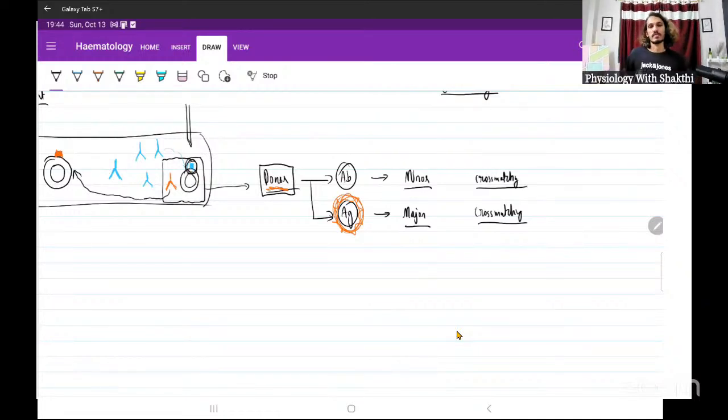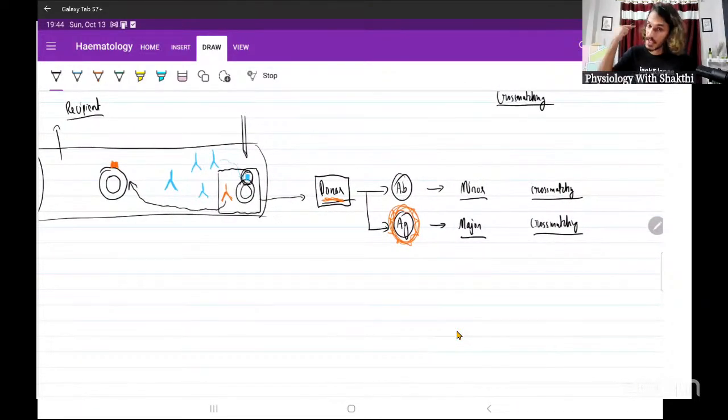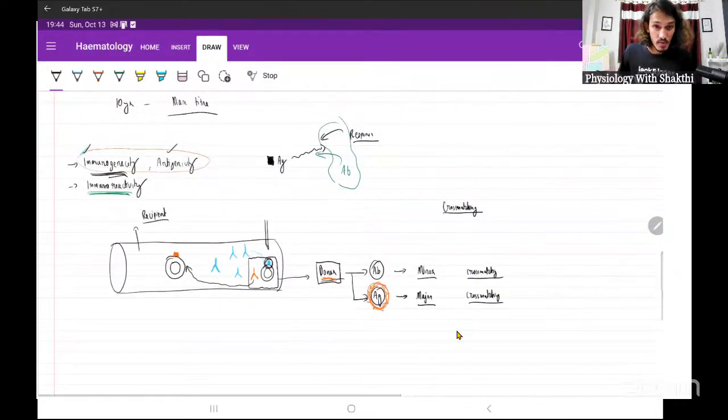This again is a short note. They'll ask you what is cross matching, what is minor and major cross matching. You have to explain this. And which is more important? Major cross matching. Why? Because of immunogenicity, antigenicity, the antigen of the donor is much more important. Even if the donor has antibodies, that will eventually disappear. There's a limit to which it can cause problems because of the dilution effect that is happening. Okay, so I hope you understood this.